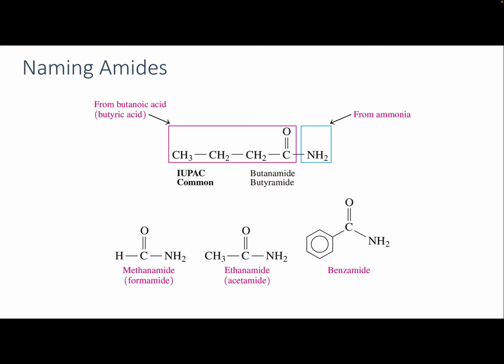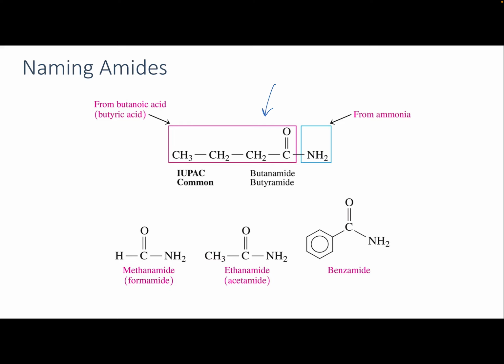When we name amides, in both the common and IUPAC names, amides get named by dropping the oic acid or the ic acid from the carboxylic acid name and adding the suffix amide. So this is butanoic acid, so then it would just be butanamide. Or butyric acid, common name, butyramide. So again, it's kind of like taking the parent name and dropping the E like we did for amines, but here, because the parent name ends in oic acid or ic acid, we're dropping that part of it.